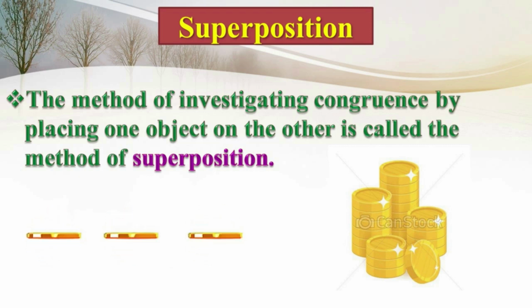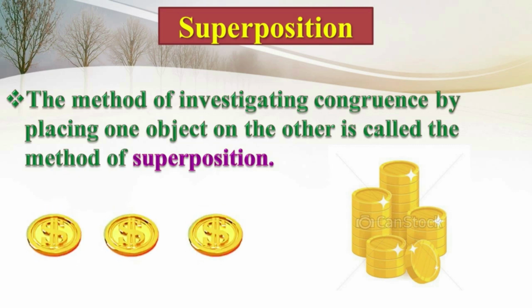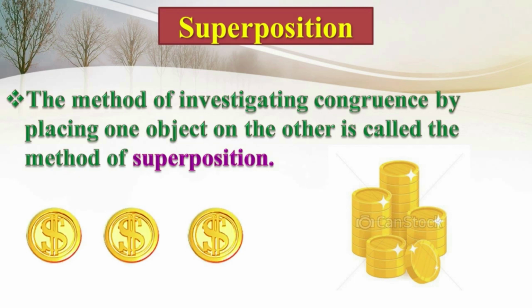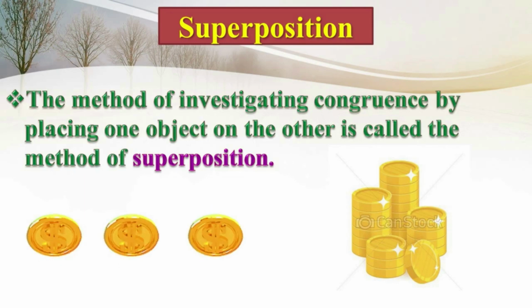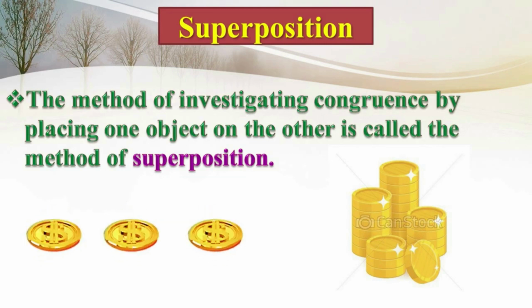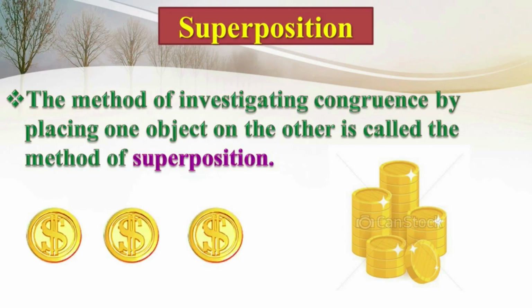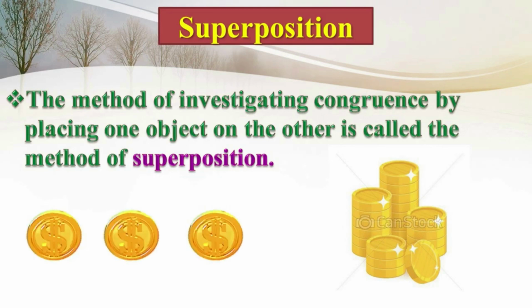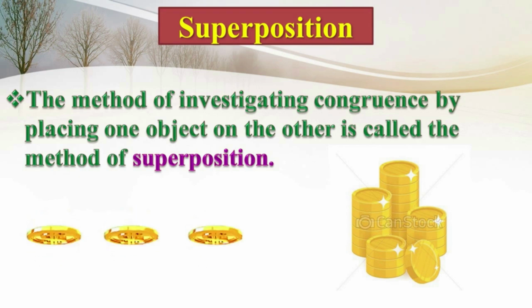they will match each other exactly in shape and size. Their edges will coincide exactly. This method is called superposition. This is used to investigate whether the given figures are congruent or not.